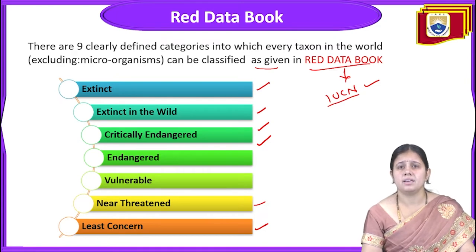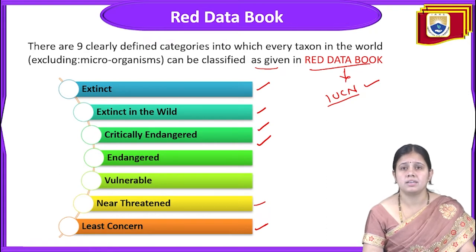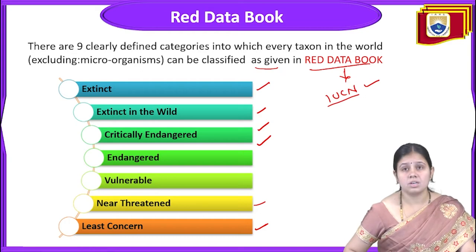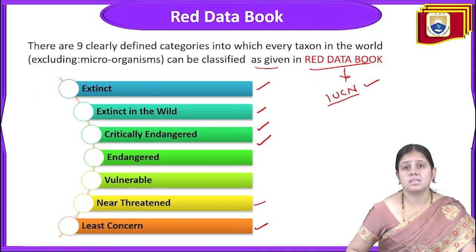Many important flora and fauna of India are going to be extinct in the coming future. For this we have to study all these organisms, because in biodiversity all are connected with each other. The Red Data Book is given by the International Union for Conservation of Nature and Natural Resources, and it has 9 different categories that categorize all species: extinct in the wild, critically endangered, vulnerable, near threatened, and least concern. Now we are going to discuss all these categories in detail.